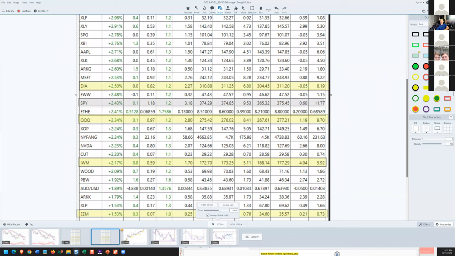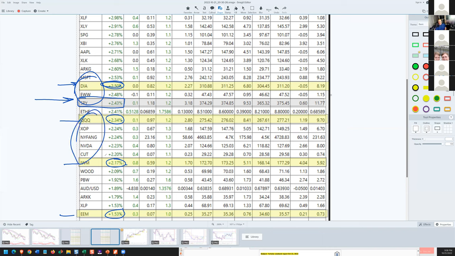All right, let's take a look at the sector performance. Here's the S&P, 2.43. The Qs, the Russell, and the emerging markets all underperforming. Still well in the green, but 2.34, 2.17, 1.53. Diamonds were better today at 2.5. So it's instructive when the large caps are better than the speculative growth opportunities domestically and internationally, right?